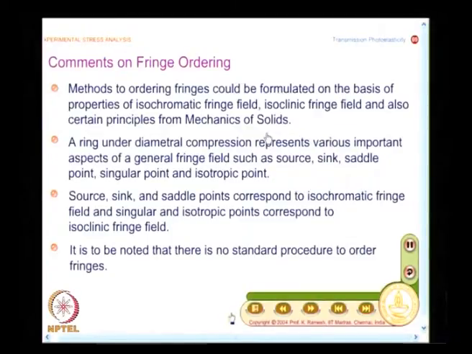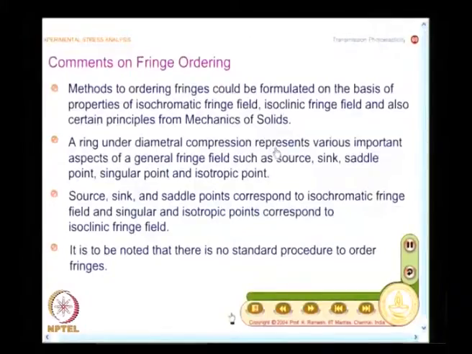With modern developments, you have the advantage of computer based methods which provide you fringe order at every point in the model domain. Though they are automated methods, my recommendation is that from a learning point of view, you should also know how to look at the fringe pattern and label the fringes. This knowledge would complement your further learning.